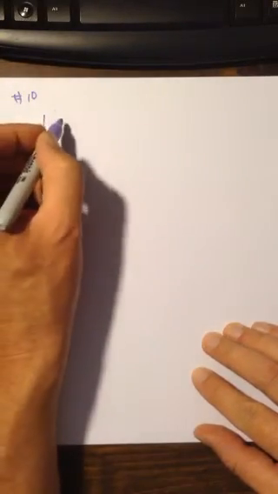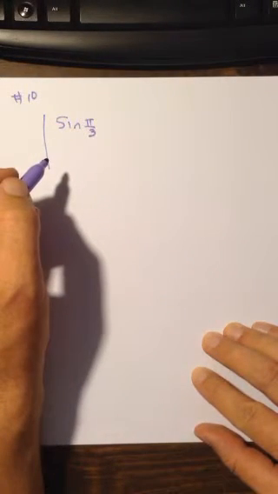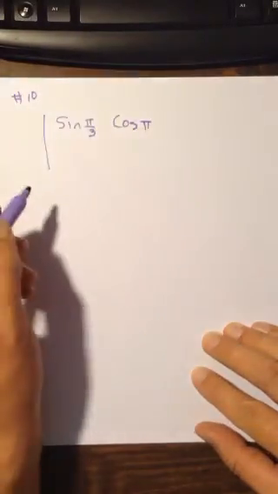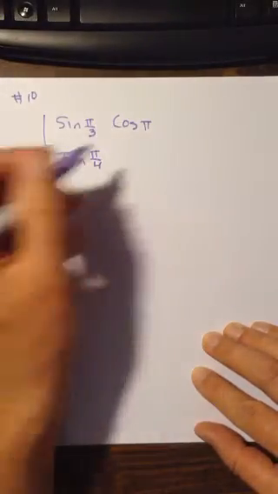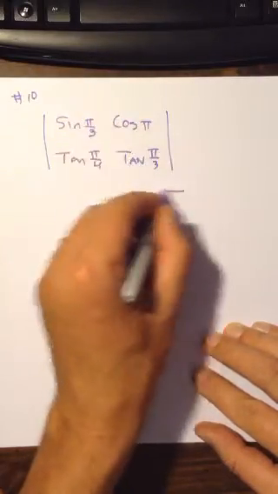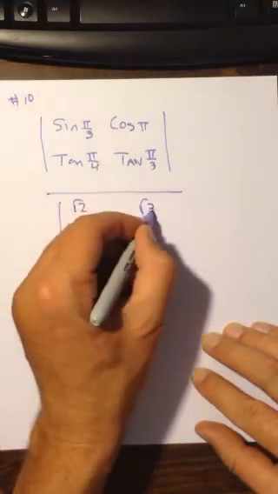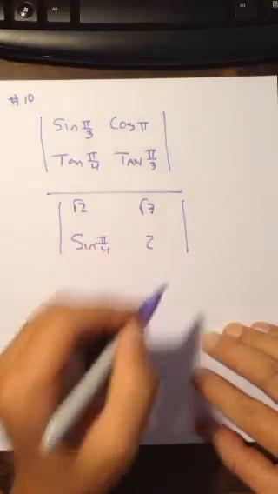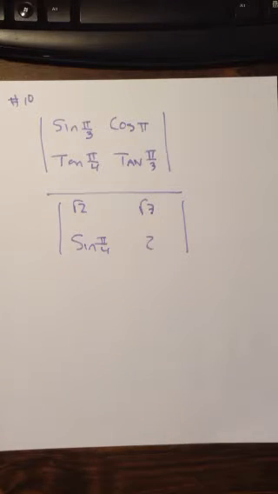So I'm going to have the sine of pi thirds. I'm going to have the cosine of pi. I'm going to have the tangent of pi fourths. I'm going to have the tangent of pi thirds divided by root 2, root 3, the sine of pi fourths, 2. Now this looks like a terribly horrific problem, but it's not that bad. Just go nice and slow.